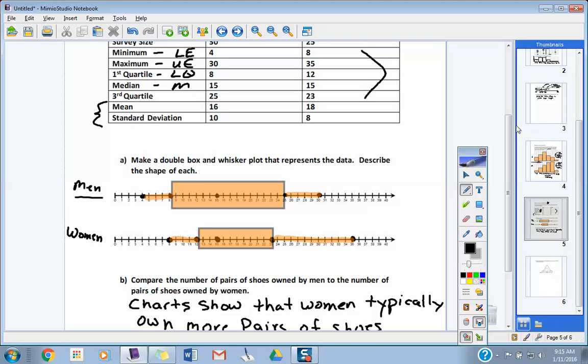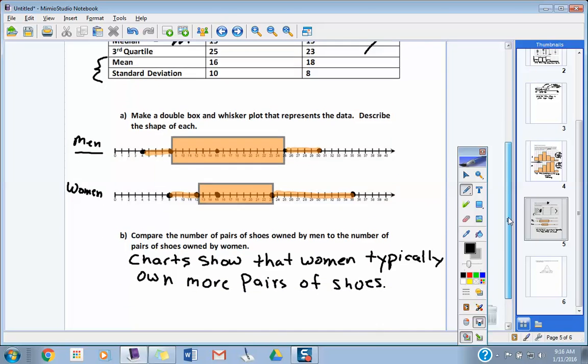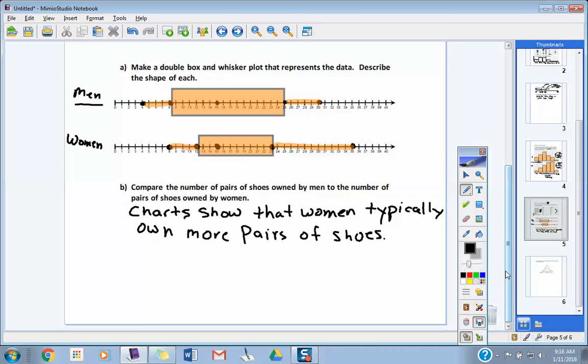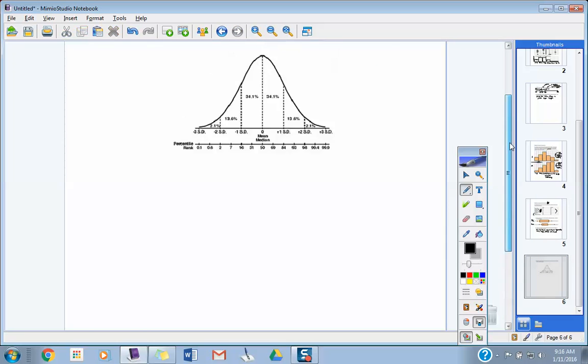Okay? Karen, how many pairs of shoes do you own? Ballpark. Or you think you're between 10 and 26? Probably. Okay, probably.